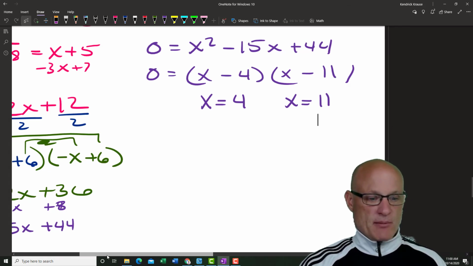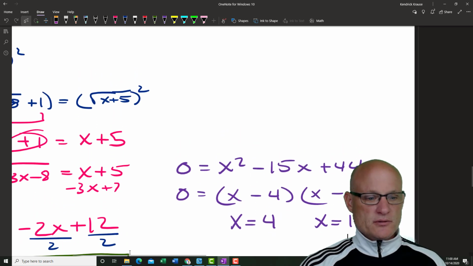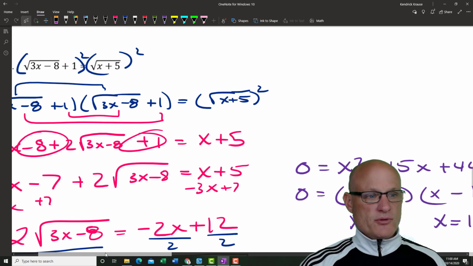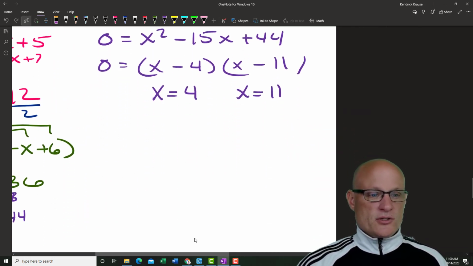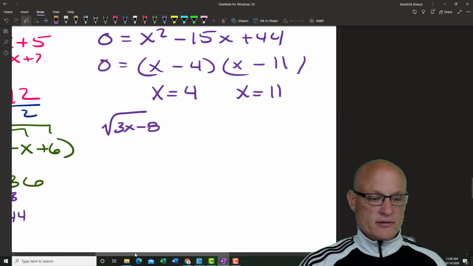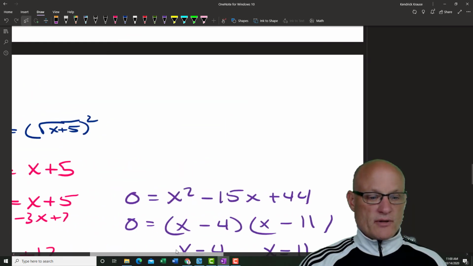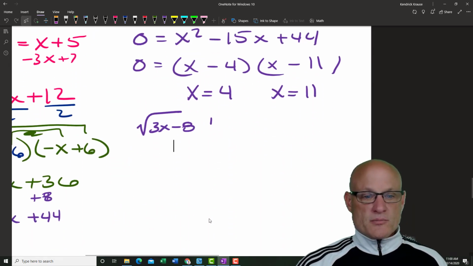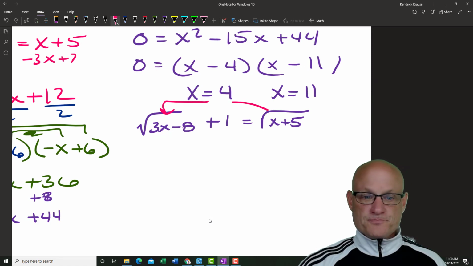Let me copy over that problem real quick. Forgot what the problem was. So 3x minus 8, I should have put that check up higher. The square root of 3x minus 8, plus 1, equals the square root of x plus 5. All right, we're going to check them both. So we're going to plug the 4 in for the x, see if it works.